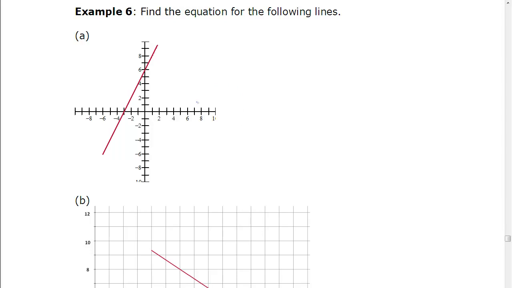So in the first example, we need to find the equation of the line that we see here, this red line. We know the equation of a line will look something like this: y equals mx plus b. And this is ideal for us because if we can find m, which is the slope, and we can find b, which is the y-intercept, we simply put them in and we have the equation of the line. The slope means rise over run. So how much does it go up or down compared to how much does it move left or right?